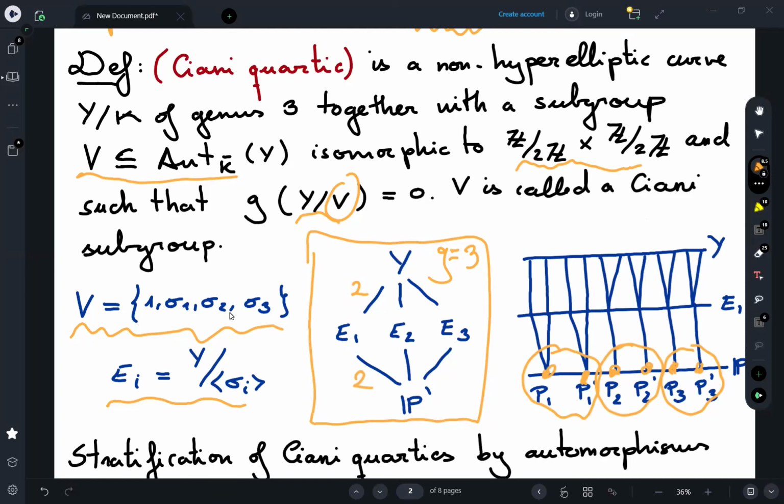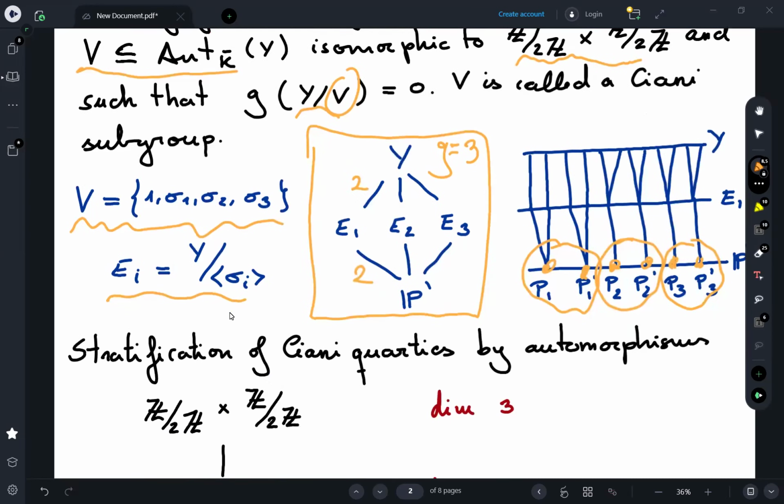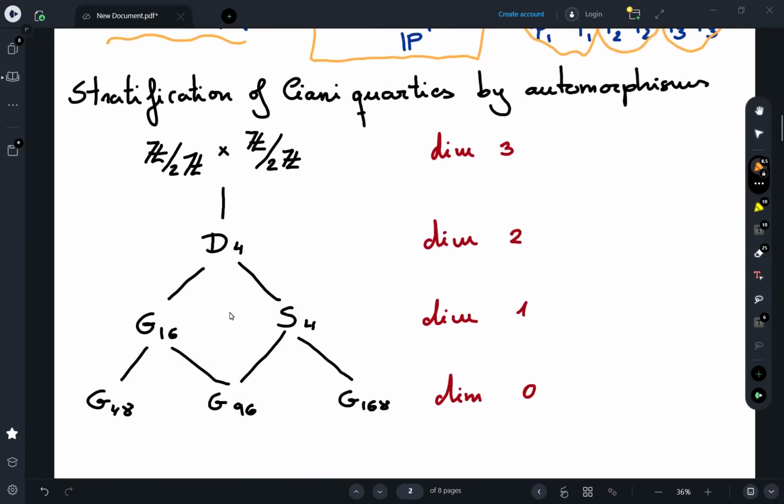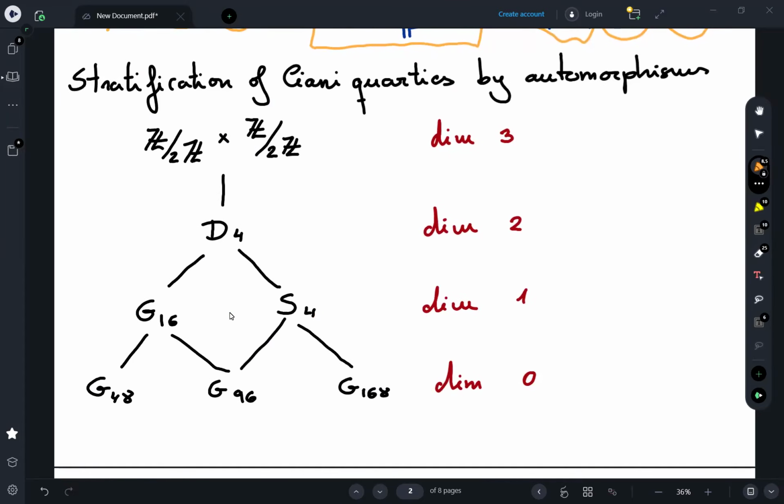But now, I said that for a Ciani quartic I make a choice: I take this subgroup. But is the automorphism group of the Ciani quartic just equal to this subgroup? Can it get bigger? Actually, the answer is that indeed, you can get a larger automorphism group. So you can look at the stratification by automorphisms of the family of Ciani quartics inside the moduli space of genus 3 curves. And then you get this nice diagram. Basically, as I mentioned, in general you get dimension 3. This is the generic case.